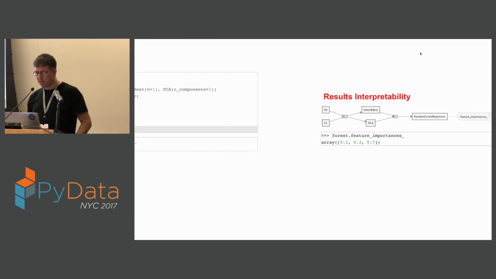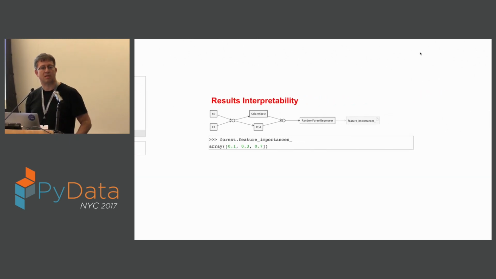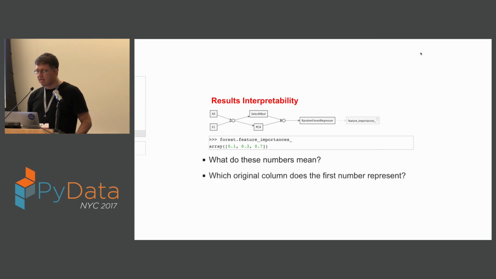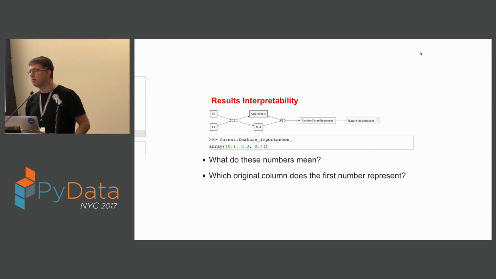And that's a bit of a problem because it's very difficult sometimes to interpret what these numbers mean. For example, if we run feature importances and we see that we got these numbers 0.1, 0.3, and 0.7, to which original features in x0 and x1 do they even refer? And given that the first of these is select k best, which is a concatenation of x0 and x1, do we even know if it's been taken from the first one or the second one? It's very hard sometimes to understand what these things mean.